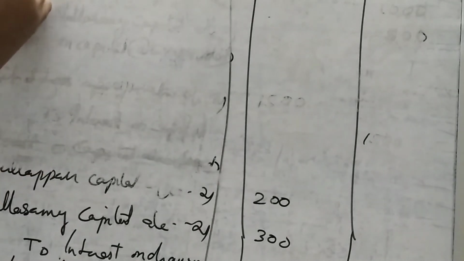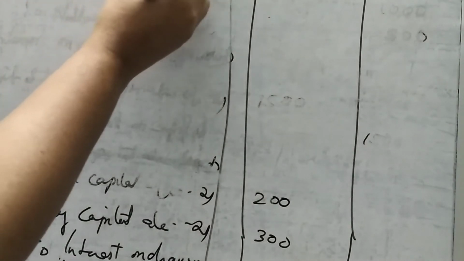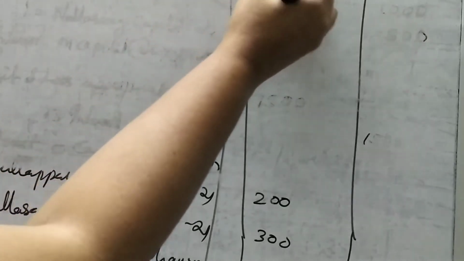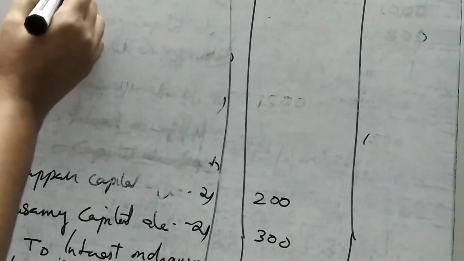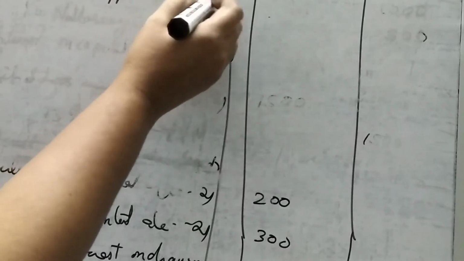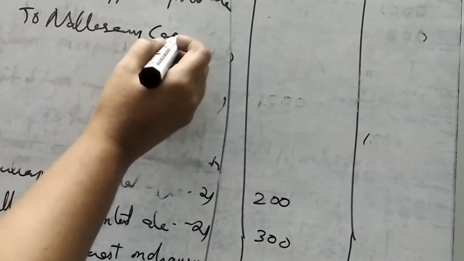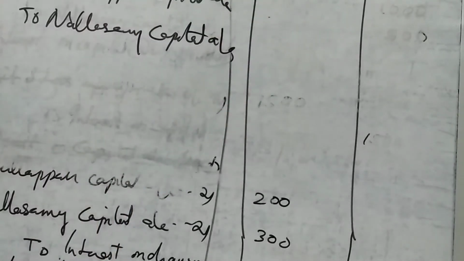The fifth journal entry. What is the journal entry? Profit and loss appropriation account debit, 17,000 to Arulappan capital account, to Nallasamy capital account. Divide 17,000 into 4/5 and 17,000 into 1/5. So you will get how much is to be transferred to Arulappan and Nallasamy.